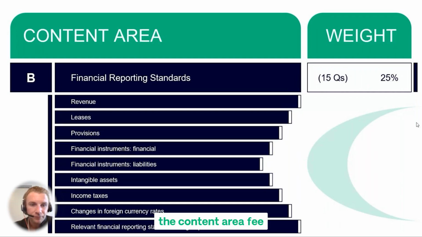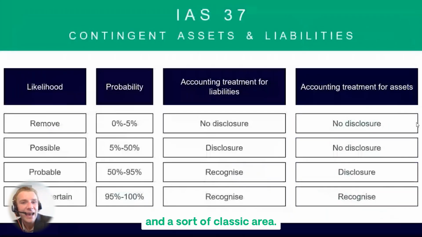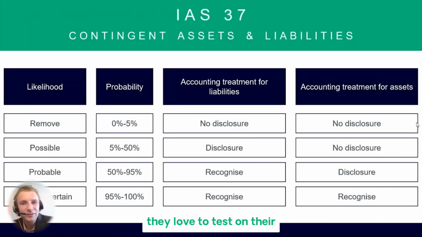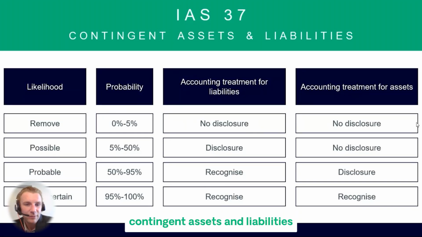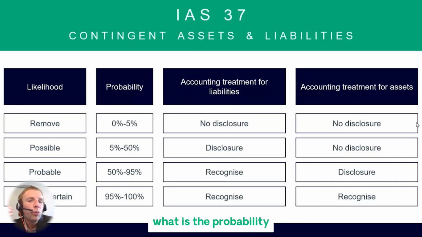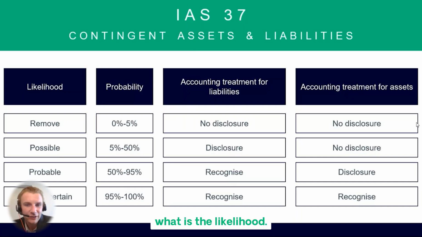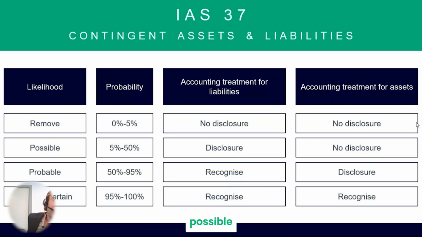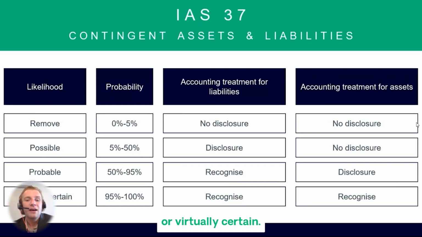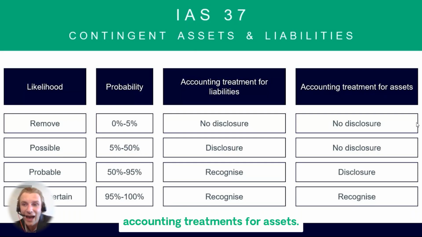for content area B. And a classic style of question they love to test there is, in this case, IAS 37, contingent assets and liabilities. And this is all about what is the probability? What is the likelihood? And I quite like the breakdown on here: we've got the likelihood on the left-hand side. Is it remote, is it possible? Is it very certain? The sort of probability you should have in your mind, in terms of probable, possible, remote, or virtually certain. We've then got the different accounting treatments, so accounting treatments for liabilities, accounting treatments for assets.